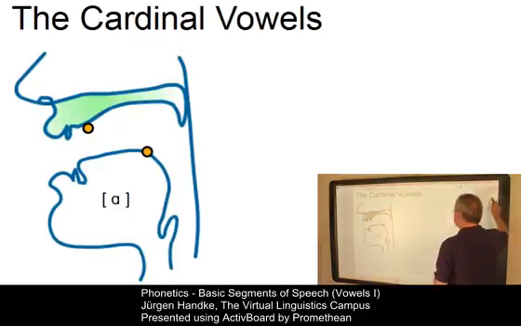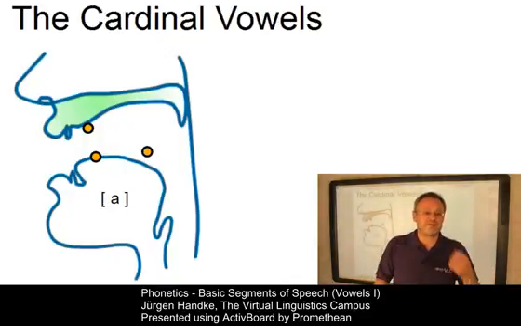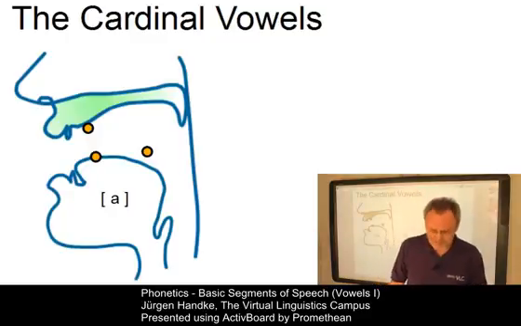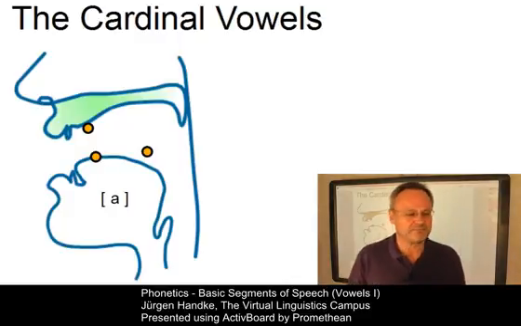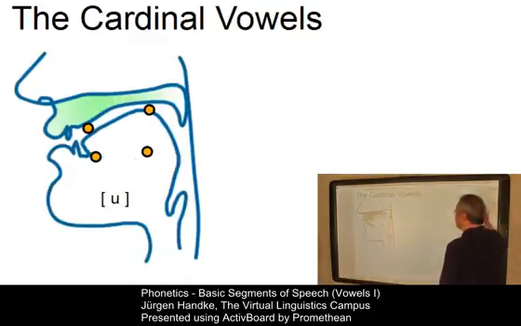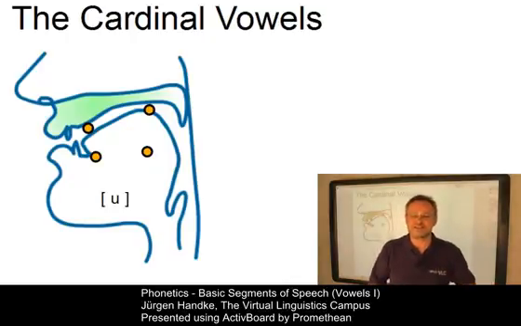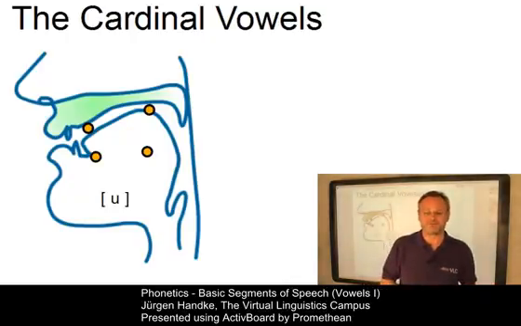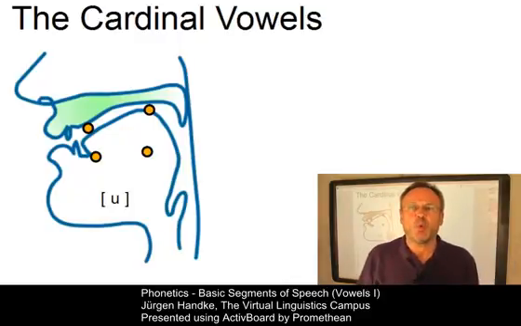Now we need 2 further points. The next one is a reference point where the tongue is extremely low and has the most front quality, and the result would be something like A. And finally, we need a vowel that is produced with a back quality, where the tongue is extremely high in the mouth. The result is something like U.